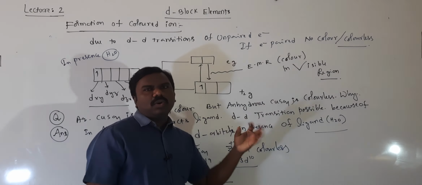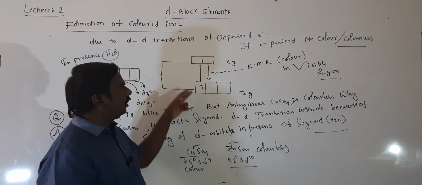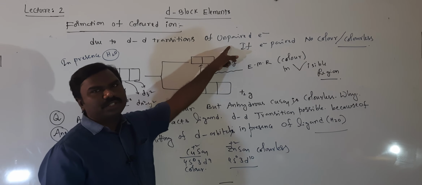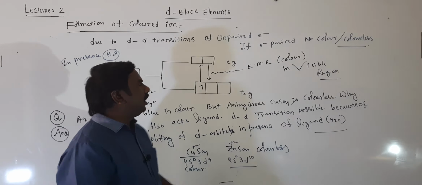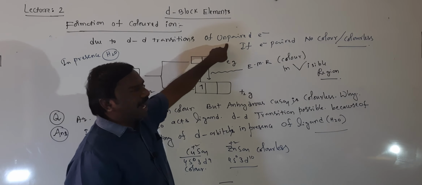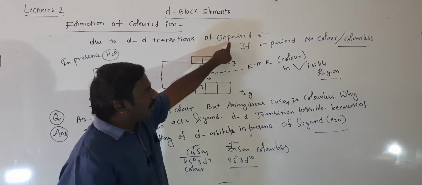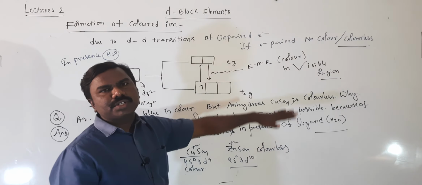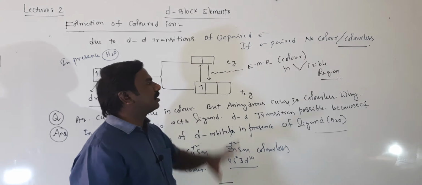Obviously, aqueous copper sulfate is blue in color. Anhydrous means there is no water, no ligand, no splitting of d orbitals, no d-d transitions. One more thing, d-d transitions are only possible when unpaired electrons are there. If electrons are paired, no d-d transitions, no color, it is a colorless compound.